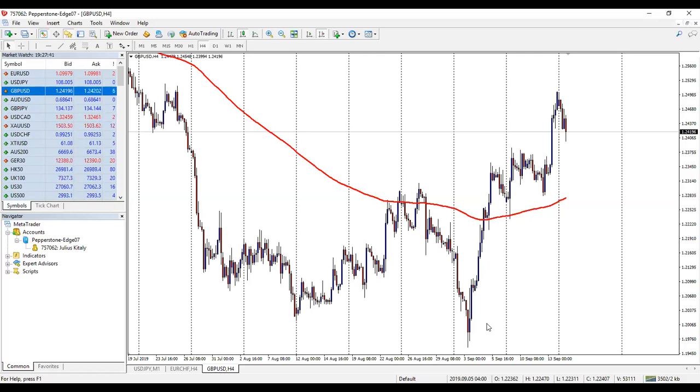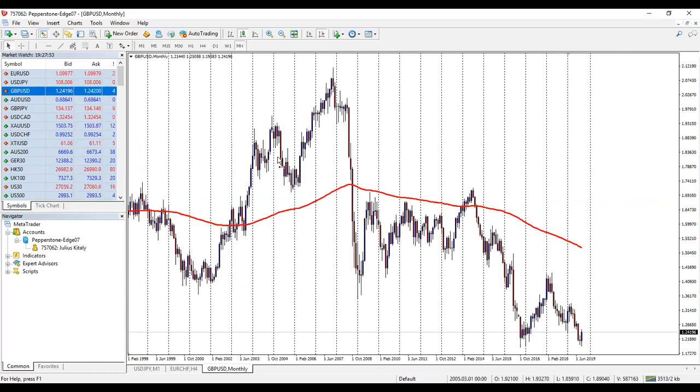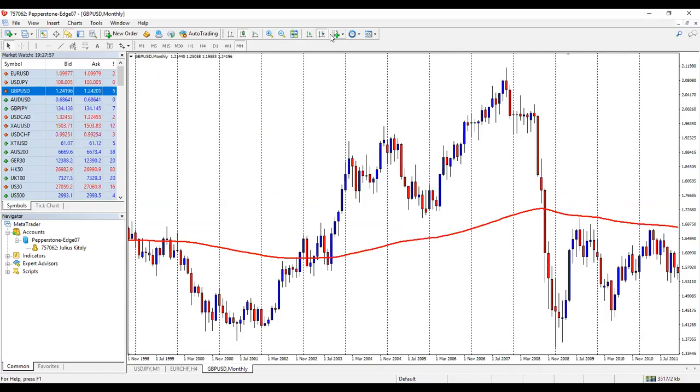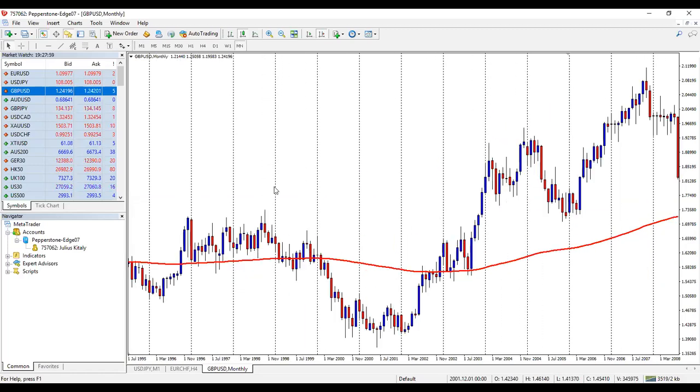All right, guys. But before I bring you to the real stuff, let me do something here. I need to show you something. When discussing this, forget about this chart. Just focus on what I'm drawing.